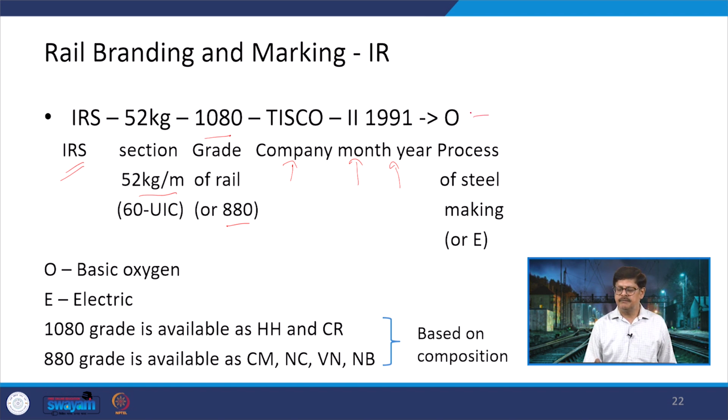This process of steel making can be O or it can be E, depending on whether it is a basic oxygen process or electric process respectively. Now, the grades of the steels which are available: 1080 grade is available as head hardened rail section or the chromium rail section, whereas 880 grade is available as copper, manganese or nickel chromium and so like section. So, these all depend on what type of mineral composition has been there in those particular sections.